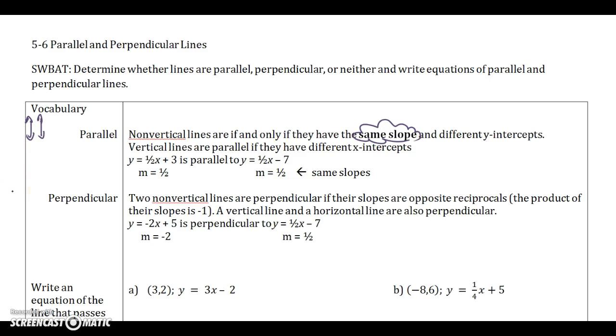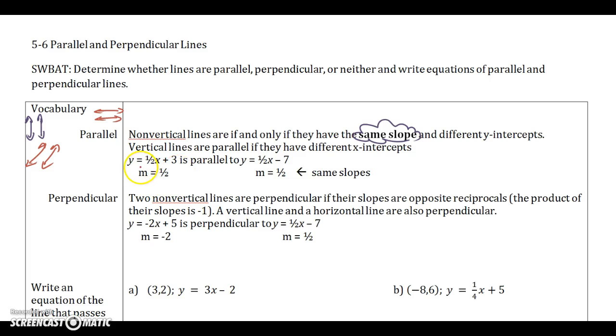How else do parallel lines look? Could be like that. Another example of parallel lines, if they were horizontal lines, they would go like this because the slope would be 0. But typically you'll have two lines going in the same direction, kind of like that. So those are your two parallel lines. Okay, same slope, different intercepts.